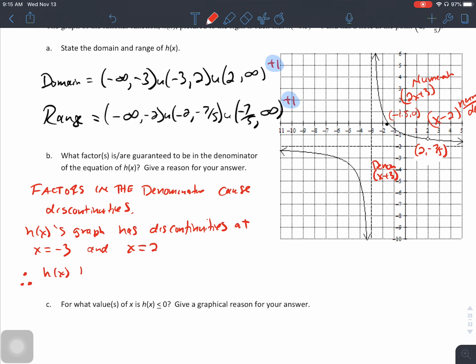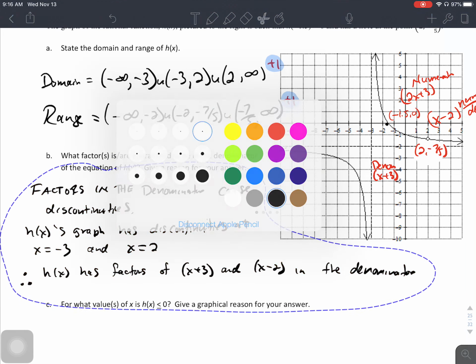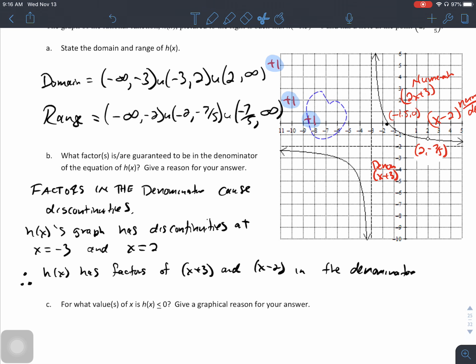H of x has factors of x plus 3 and x minus 2 in the denominator. This is worth 2 points. Get 1 point for this, and we're going to get 1 point for saying both of these things.